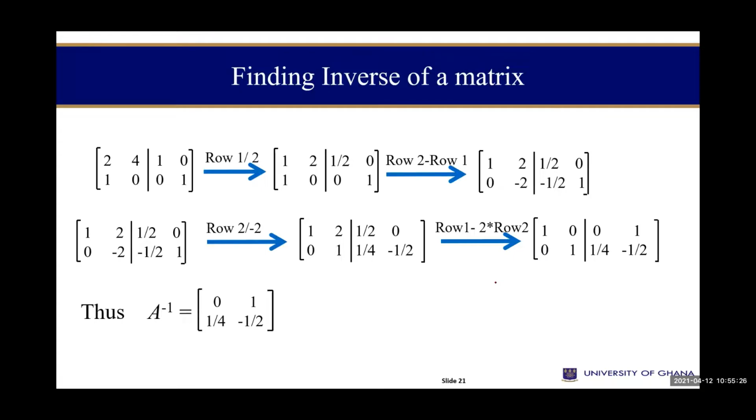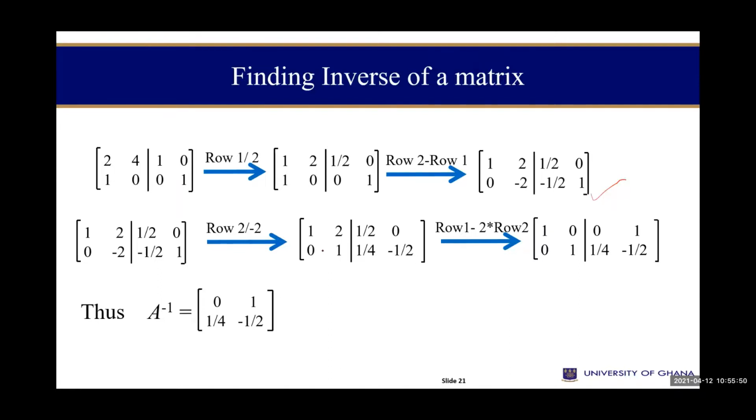We said the first operation is to divide row 1 by what? 2. Row 1 by 2 should give you 1, 2. This will be 1 over 2. This is 0. The next operation, we are saying let's subtract row 1 from row 2, working on row 2. Okay. This is 1, 2. This will give you 1 minus 2. Whatever I'm doing here is affecting this guy here.